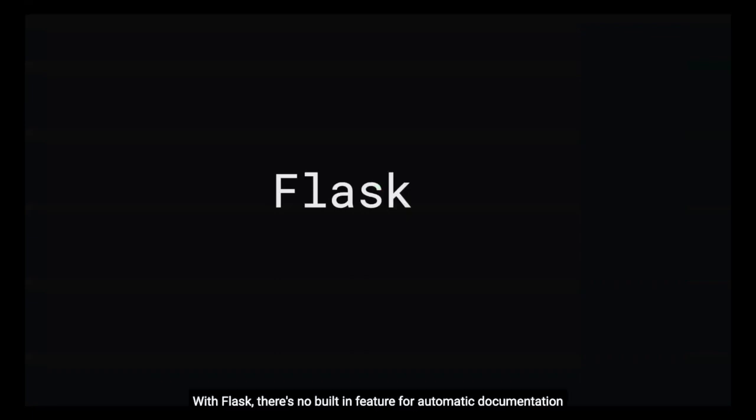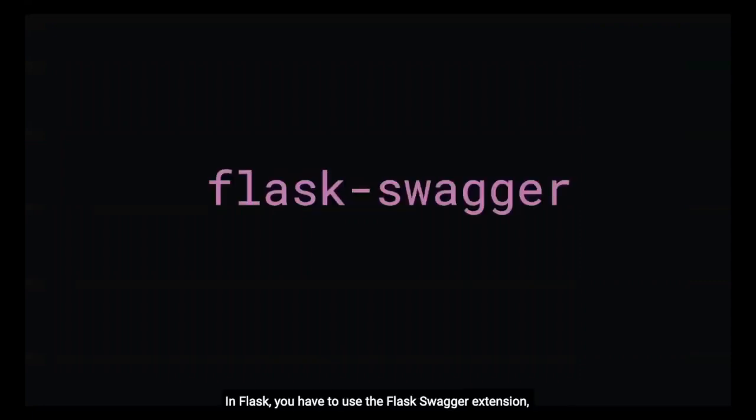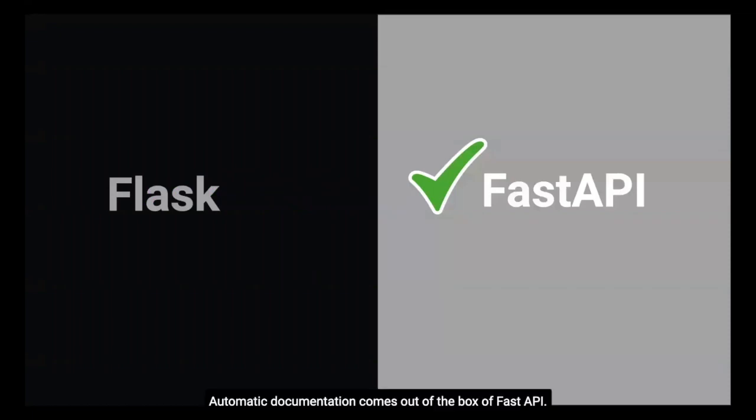With Flask, there's no built-in feature for automatic documentation generation. You have to use the Flask Swagger extension, which requires a lot of configuration, as it doesn't come out of the box with Swagger. Automatic documentation comes out of the box with FastAPI, so you don't have to install anything, and it uses Pydantic out of the box as well.